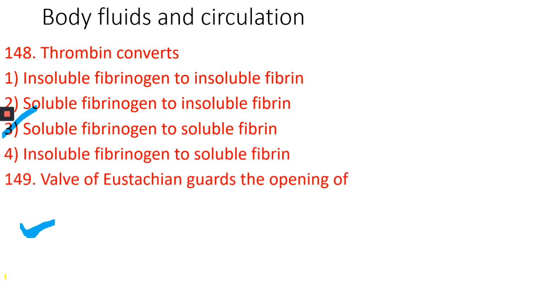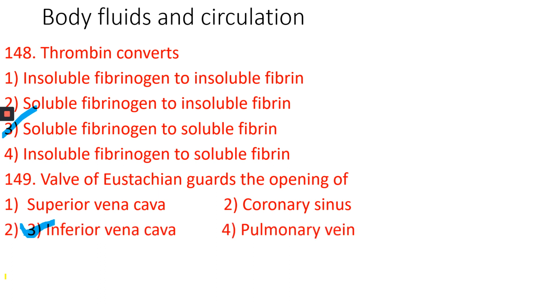Next, the valve of Eustachian guards the opening of. Earlier you learned Eustachian tube, which connects the middle ear with the pharynx. Here, the Eustachian valve guards the opening of superior vena cava, coronary sinus, and inferior vena cava, pulmonary vein. The answer is inferior vena cava.